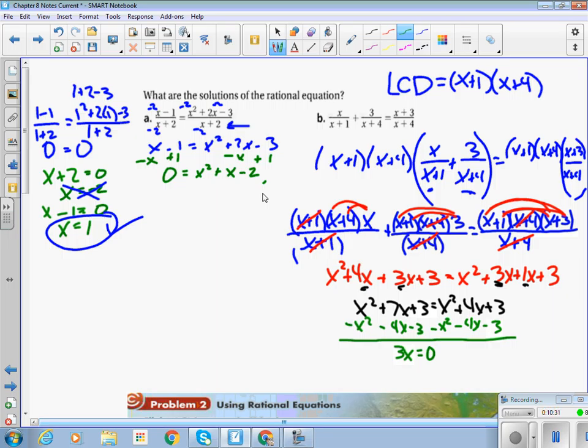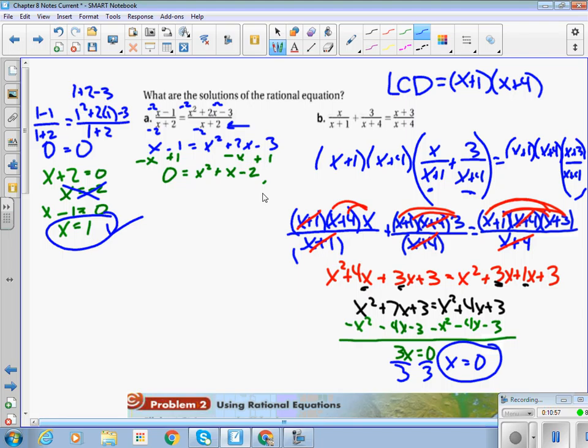Here's the test of your math acuteness. If 3x equals 0, what must x equal? 0. Because anything times 0 is 0. If I divide both sides by 3, we know 0 divided by 3 is 0. Now, we've got a test. We don't have an extraneous solution this time around.